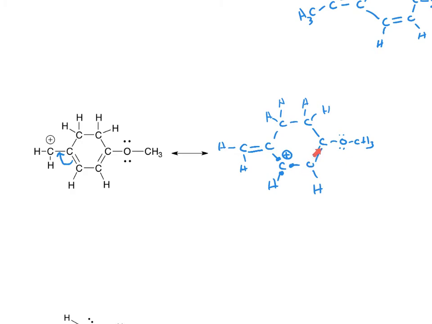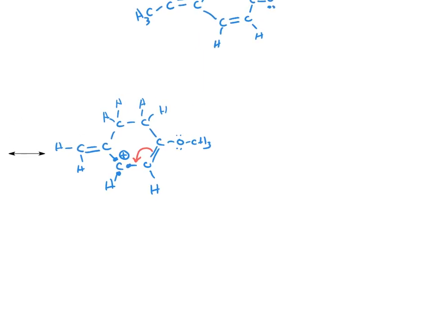This carbon is part of a multiple bond, so we do have another resonance structure that we can draw. Electrons are going to go from this double bond into the space between the two carbons to form a new carbon-carbon double bond. That's going to give us this, H, carbon.